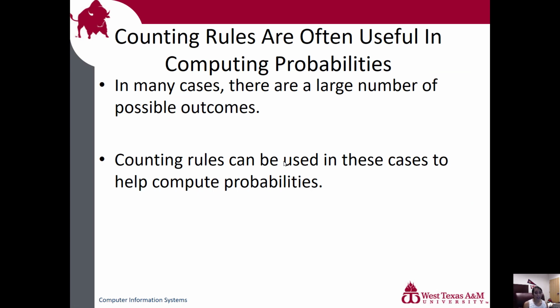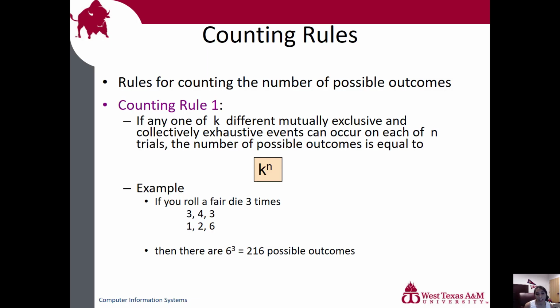Counting rules are often useful in computing probabilities as well, and especially if you want to find the number of outcomes or your sample space. Counting rule 1 says that if any one of k different mutually exclusive and collectively exhaustive events can occur on each of n trials, the number of possible outcomes is equal to k to the nth power.